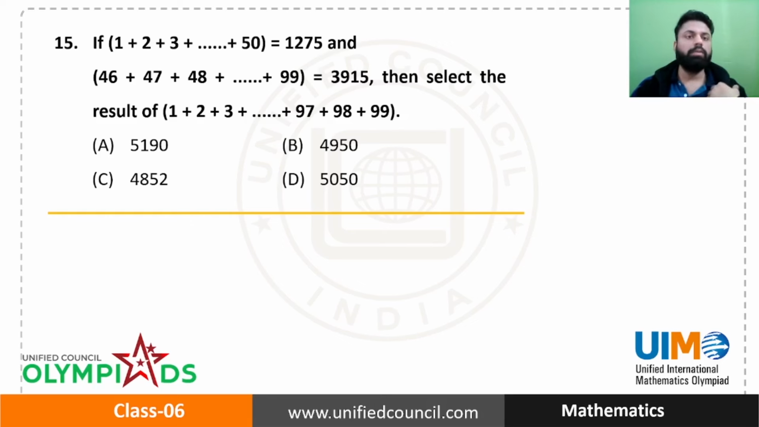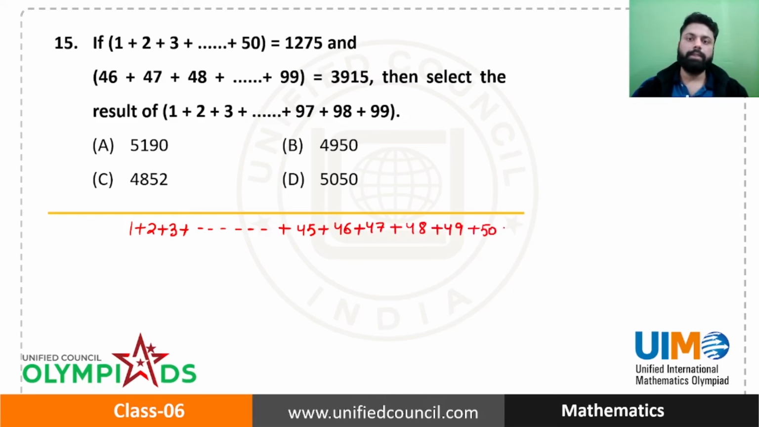Next one. 1 plus 2 plus 3 plus till 50 is equal to this much. From 46 to 99 it's this much. Then select the value of 1 to 99. So 1 plus 2 plus 3 plus ... 45 plus 46 plus 47 plus 48 plus 49 plus 50 is equal to 1275.